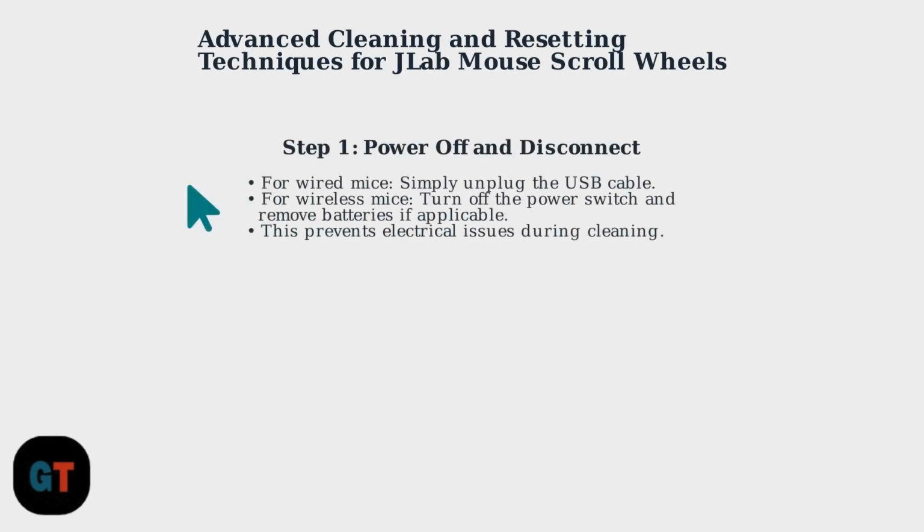If the initial troubleshooting didn't resolve the scroll wheel issue, more advanced cleaning and resetting techniques are necessary. Begin by properly powering off and disconnecting your JLab mouse to ensure safety during the process. For wired JLab mice, unplug the USB cable from your computer. For wireless models, locate the power switch and turn it off. If your mouse uses batteries, remove them to completely disconnect power. This step ensures no electrical current interferes with the cleaning process and protects both you and the device.